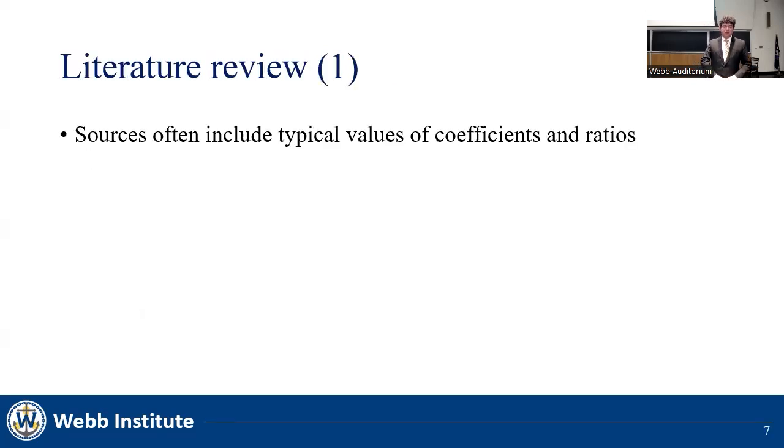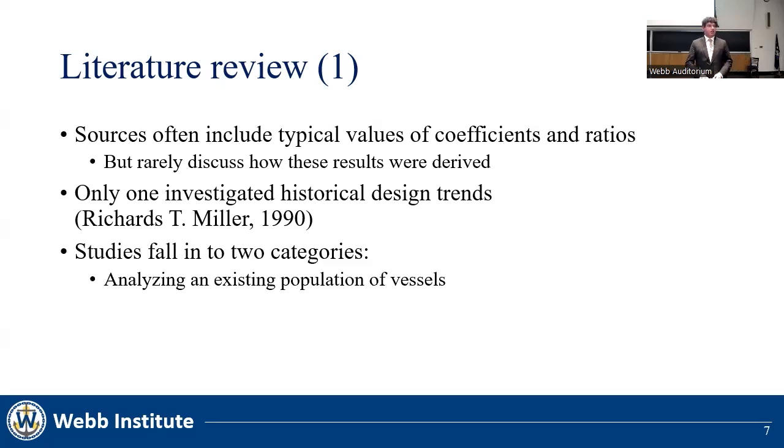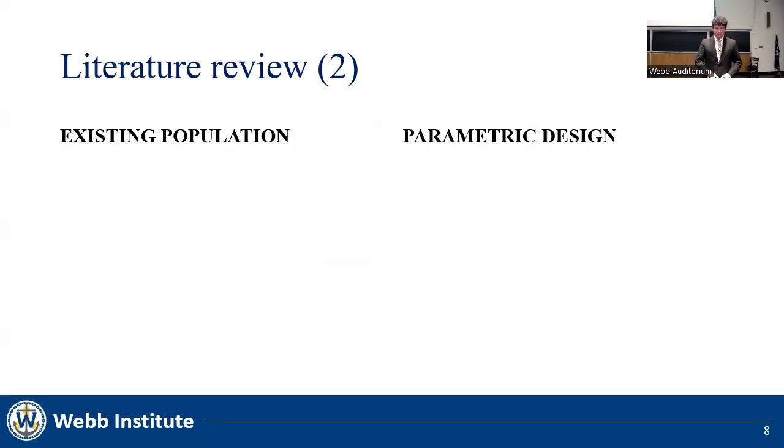So during the literature review, many sources include typical values, coefficients, ratios for many types of vessels, but they don't often disclose how they got this data or where it even came from. Another issue that I found is that there was only one study that analyzed historical trends, and it was just briefly mentioned in the report. Also, it was a very small study with only 75 vessels from the 1950s to the 1980s. Most studies fell into either one of two categories: analyzing an already existing population of vessels or parametric iteration design. So I'll go further in depth into these categories.